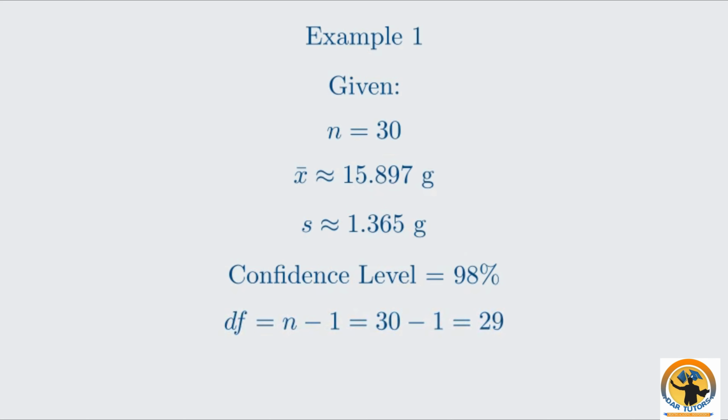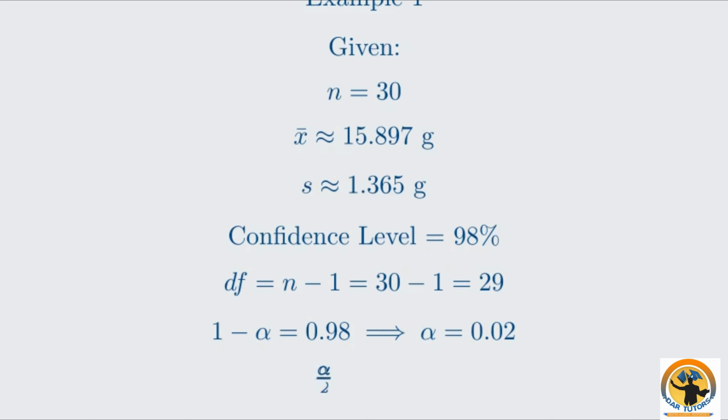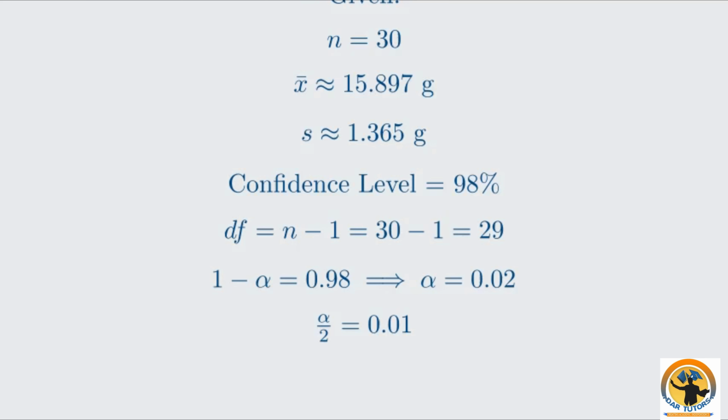Next, we find the critical t value. Our confidence level is 98%, so 1 minus alpha is 0.98. This means alpha is 0.02. We need to find the critical value that cuts off alpha over 2, or 0.01, in the upper tail. So we are looking for t sub 29, 0.01.